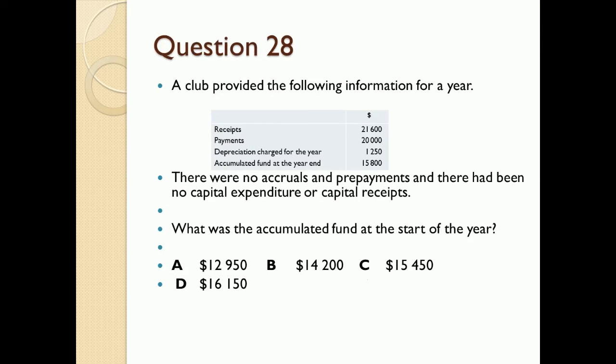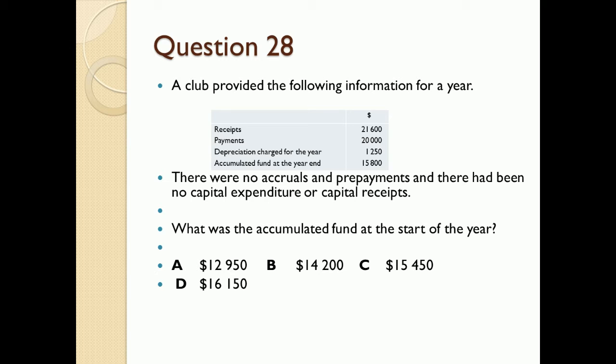Question number 28. A club provides the following information for the year. This is definitely a very important topic, that is NPO. This question is from that area. So receipts, payments, depreciation charge for the year, which will not be included in receipt or payment because it is a non-cash item, and accumulated fund at the end. If we say it's the closing capital of that club. Capital is the term which is not used in clubs, that's why they are using accumulated fund. So at the end they have 15,800.